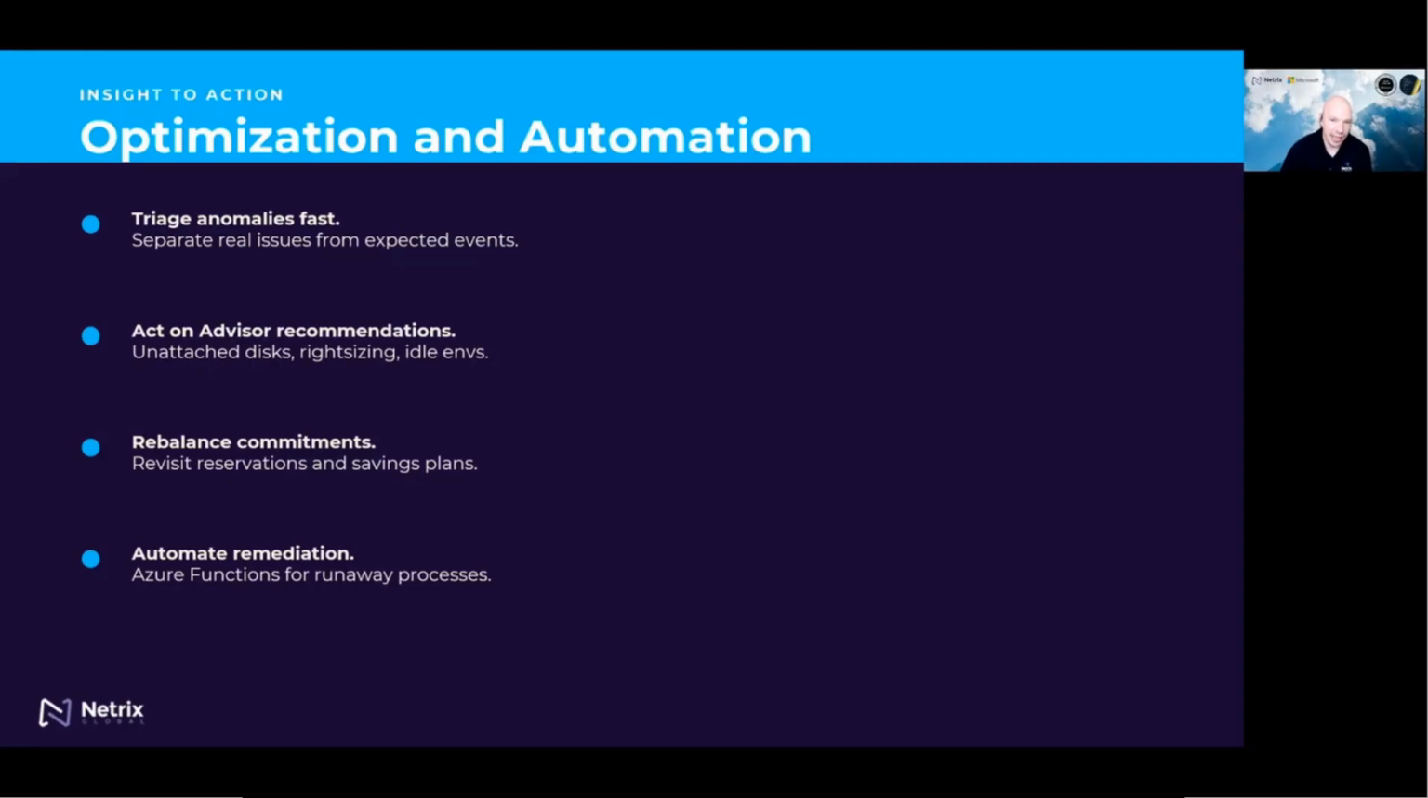Advisor and Power BI and ADX recommendations are also easily found. Make sure you're acting on them. Look for things like unattached disks. Make sure that you're purchasing those reservations. Make sure you're right-sizing those workloads that are idle, or you're upsizing and optimizing services that are running super hot. Make sure you're taking a look and acting on those. Add those into your operational cadence.